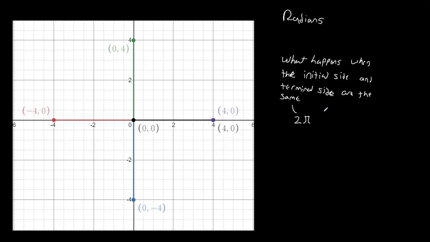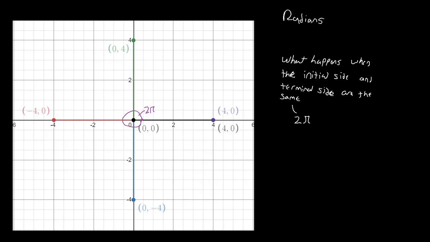Okay, so hopefully you're with me so far. Now we're going to define this as 2 pi. So let's talk about what that looks like in terms of our quadrant angles, just like what we did before. Let's start with our first angle here. If we start at the x-axis as our initial side, and we go around to the x-axis as our terminal side, we've just said this is 2 pi. Okay, so hopefully that makes sense.